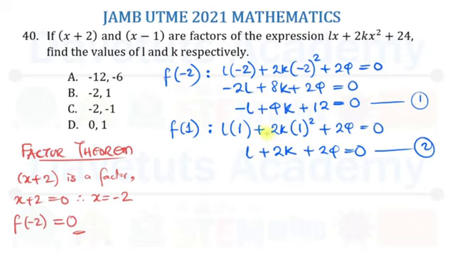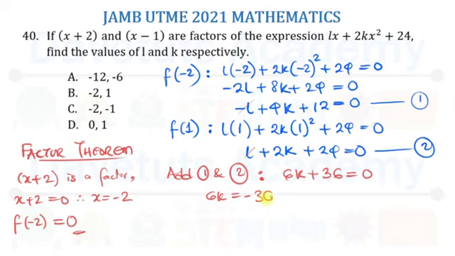And looking at these two, I have equation 1 with minus L, equation 2 with L. If I add equation 1 and 2, L and minus L will knock out. 4k plus 2k will give me 6k. Then 12 plus 24 will give me 36 is equal to 0. So 6k will be minus 36 and k itself will be minus 36 over 6, which is minus 6.